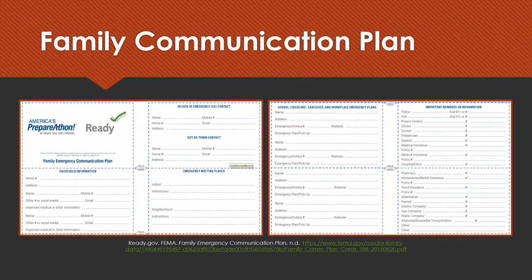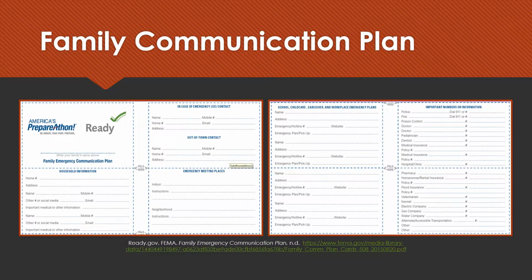Here is an example of a family communication plan. Be sure to collect contact information for all household members, including their phone number and email. Collect information on schools, child care centers, caregivers, work, and church, including their phone numbers and social media sites. Also, know their facility emergency plans. Collect information on an out-of-town emergency contact, including their name, phone numbers, email, and address.